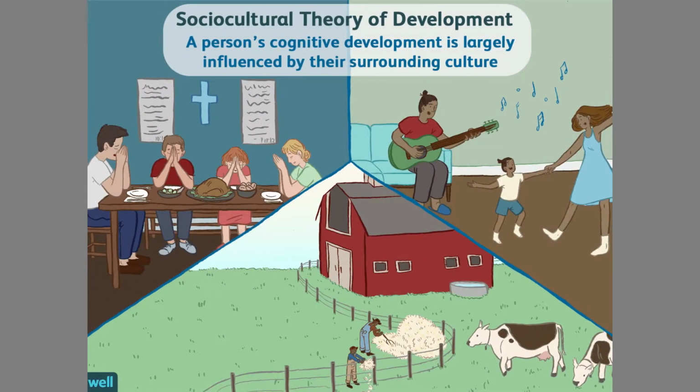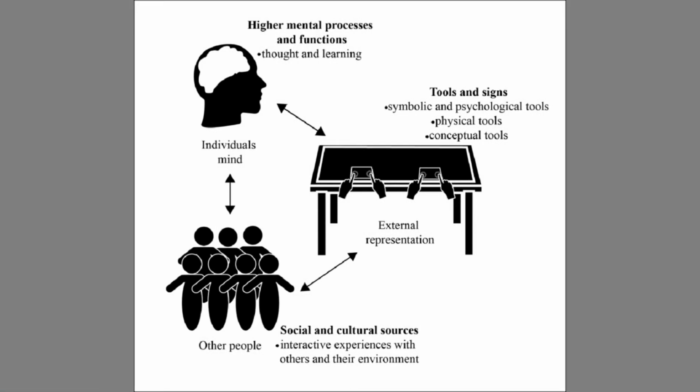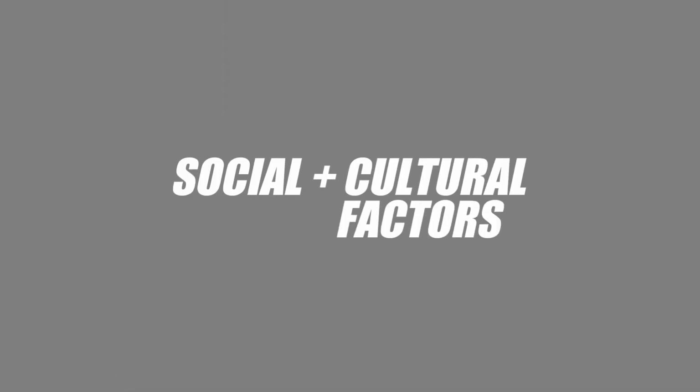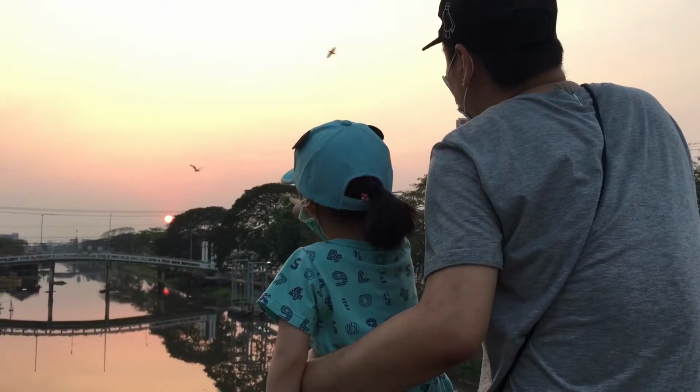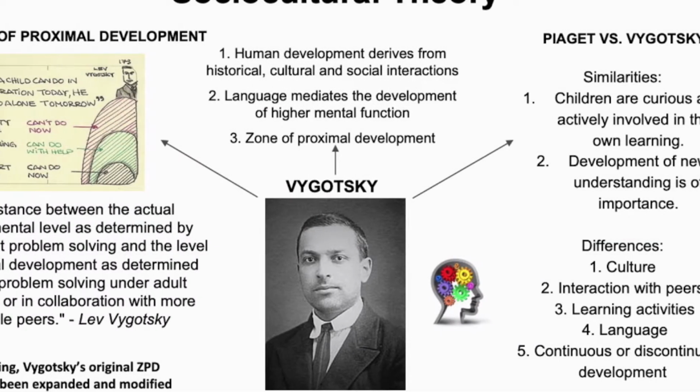First of all, let me give you an idea of sociocultural theory from an educational perspective. It mainly refers to the perspective that social and cultural factors have a significant influence on children. The foundation for this concept was established by Lev Vygotsky, a Russian psychologist.